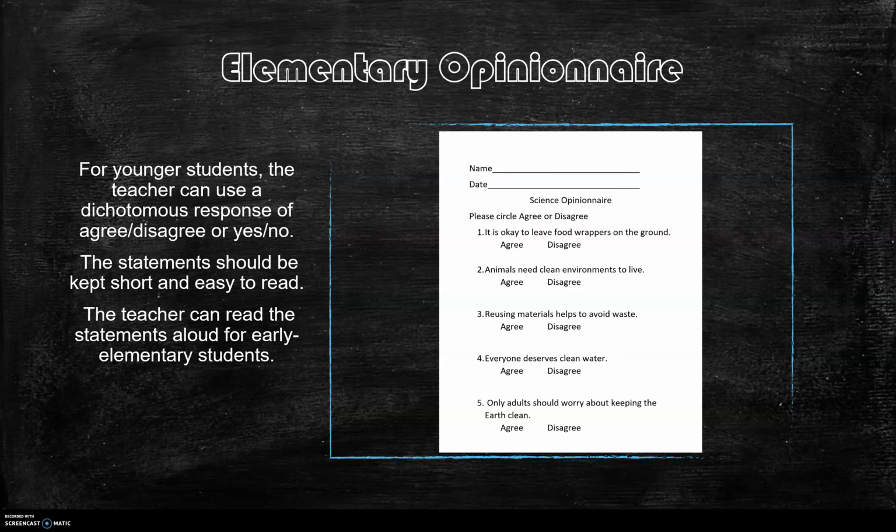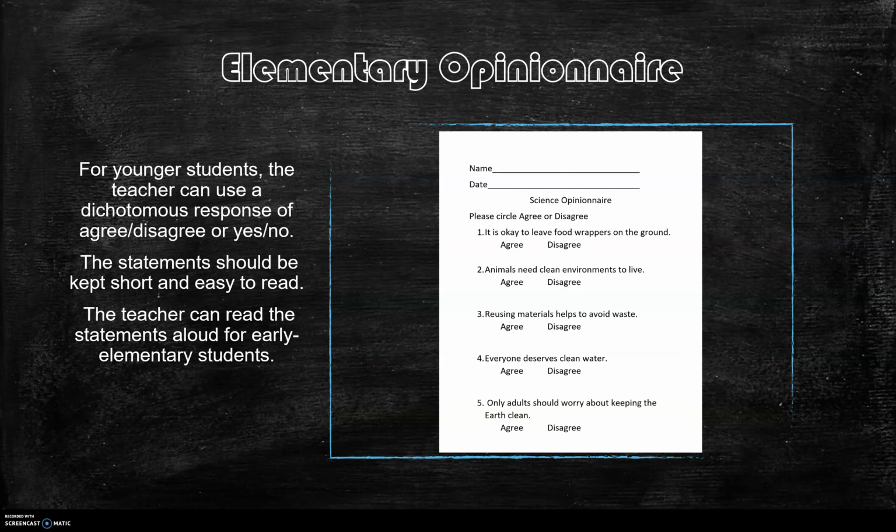This is an example of an opinionnaire that I would use with elementary students. This is an opinionnaire for science, specifically on the topic of pollution. As you can see, the sentences are pretty simple, and I'm only asking for an agree or disagree response, and I've only listed 5 statements to keep it pretty simple for them.